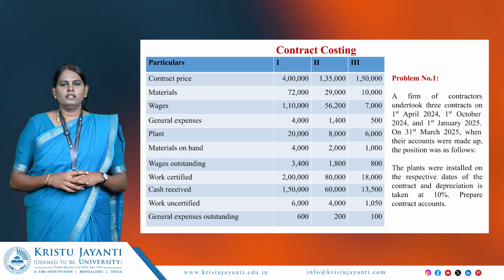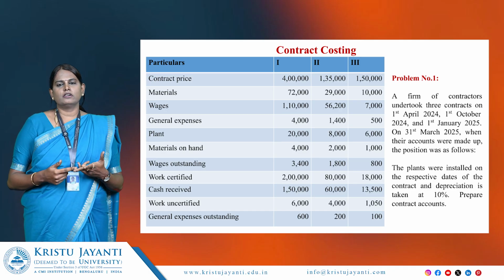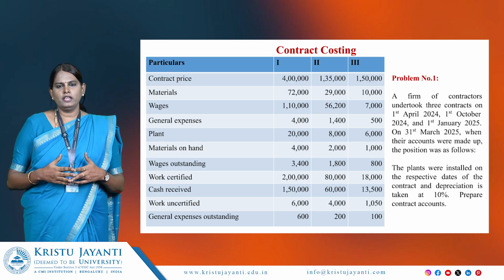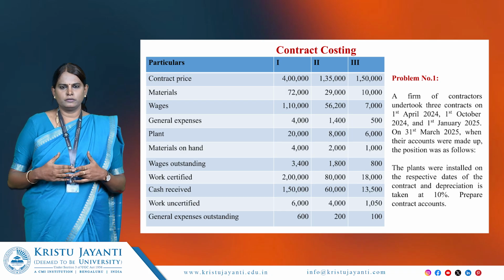In this question, there is a firm of contractors who have undertaken three different contracts, one on 1st of April 24, the other on 1st of October 24, and the third contract on 1st of January 25. Until 31st of March 2025, the positions are stated here. And there is an adjustment which has 10% depreciation on plant.